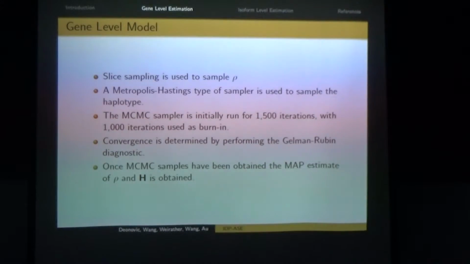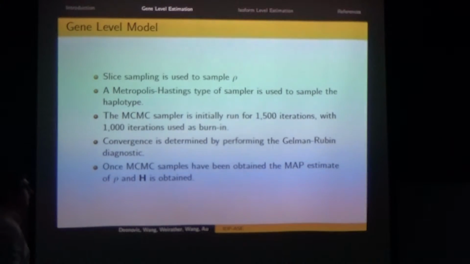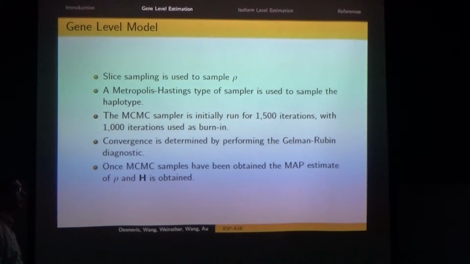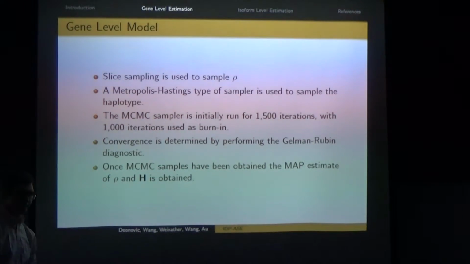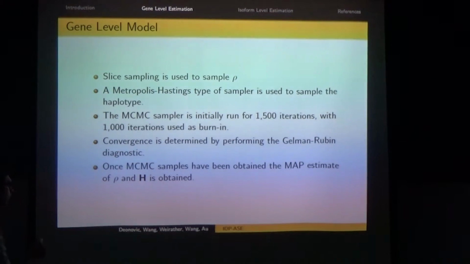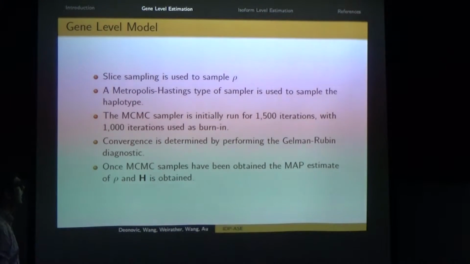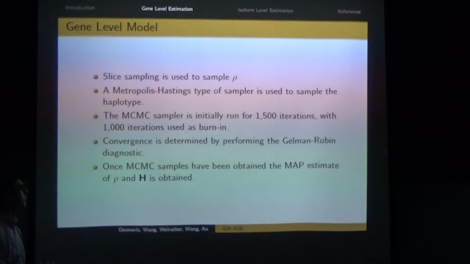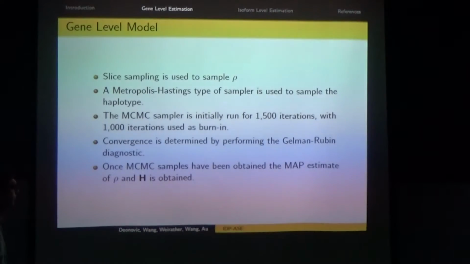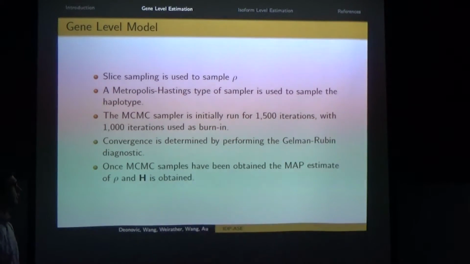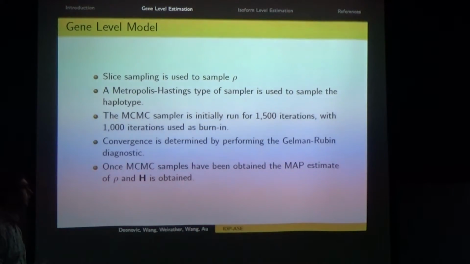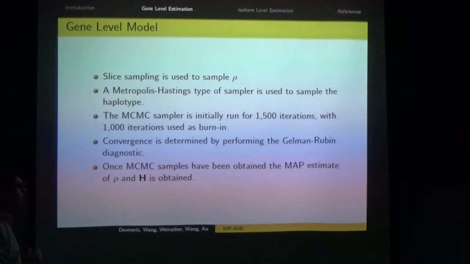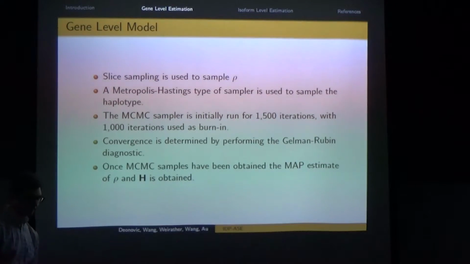As I said, we use MCMC to obtain samples from the posterior distribution, which we then use to obtain maximum a posteriori estimates of rho and H. We use slice sampling for rho. We use a Metropolis Hastings type of sampler for the haplotype. The MCMC samplers initially run for 1,500 iterations. 1,000 of that is used as burn-in, and convergence is determined by the Gelman-Rubin diagnostic.